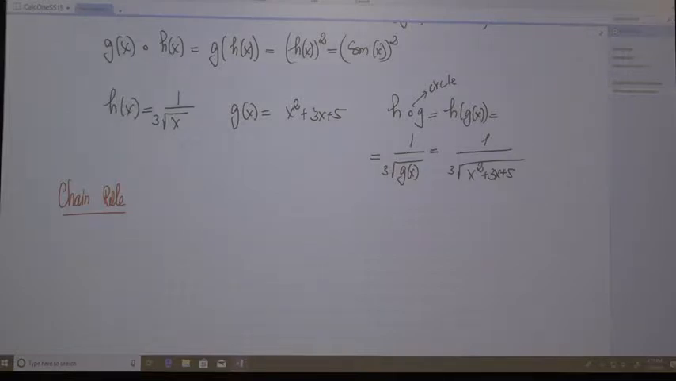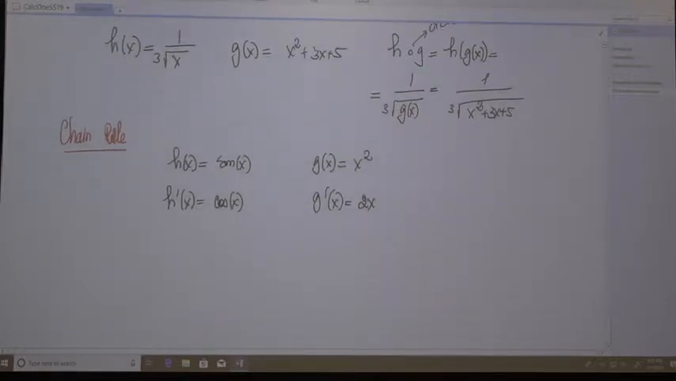It is when we would like to take the derivative of composite functions, right? If my function h is sine of x, and another function g is simply x squared, we can find the derivatives separately easily, right? So what is the derivative of h? It's simply cosine. And what is the derivative of g? It's simply 2x, right? Now, the problem is I would like to find the derivative of their composite.